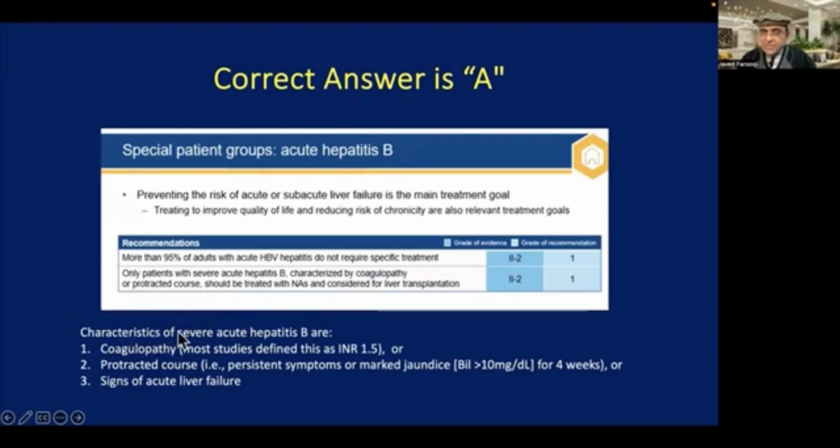So characteristics of severe acute hepatitis B are coagulopathy, where most studies define this as an INR of 1.5 or more, or protracted course, which means persistent symptoms or marked jaundice, bilirubin more than 10 milligram for 4 weeks. This is called protracted course, or signs of acute liver failure. So when this is the clinical condition, you start such patients on oral drugs.